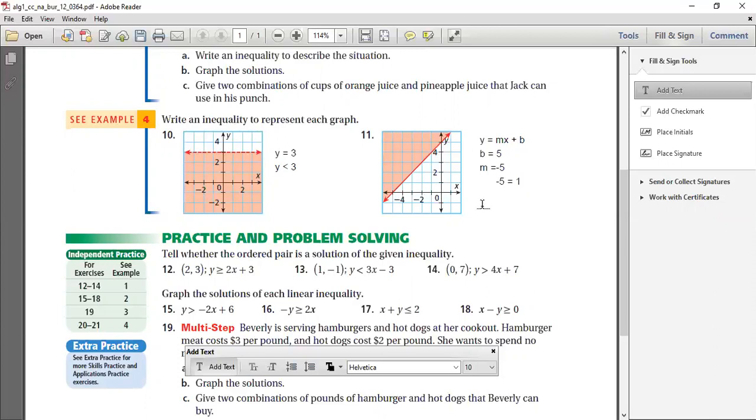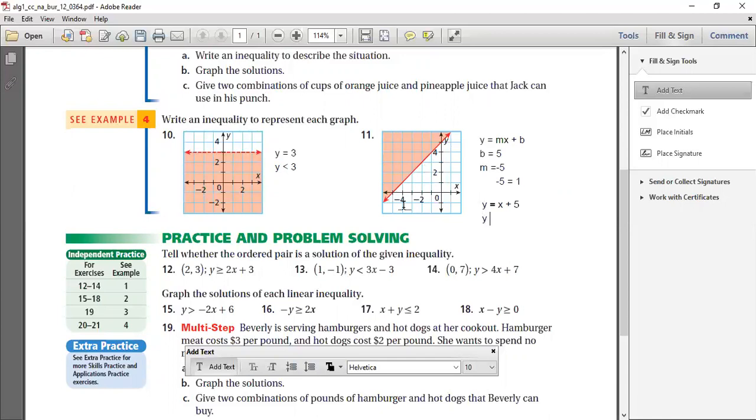Now can we write the formula properly? Y is equal to 1x. We don't usually write 1x, so we leave the x like that, plus 5. Now this is going to be your y-intercept formula, but because we need to write an inequality, first see the line. It is a solid line.